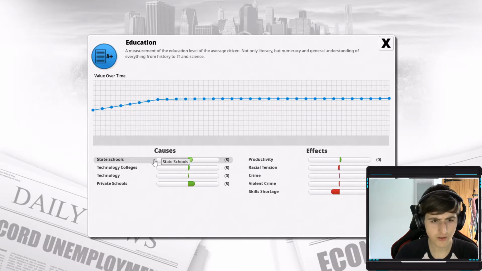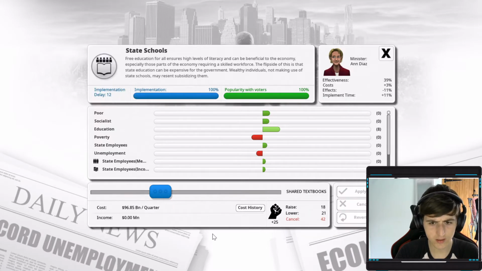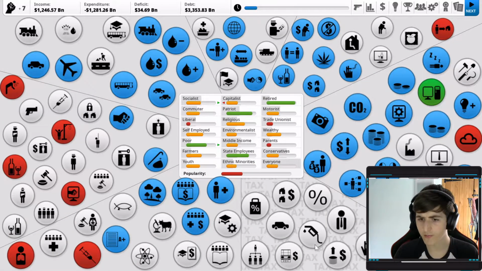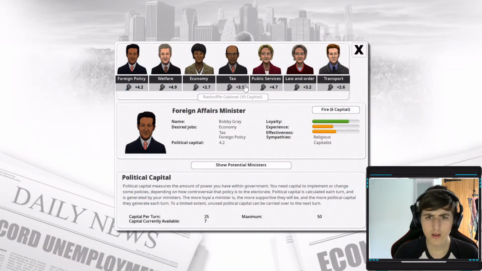I think we could potentially improve state schools a little bit. It's just so much money. You know what? I'll do it. We need to go to modern textbooks. Let's put our spending up to 150 billion on that. Education's vitally important, more so than other things.